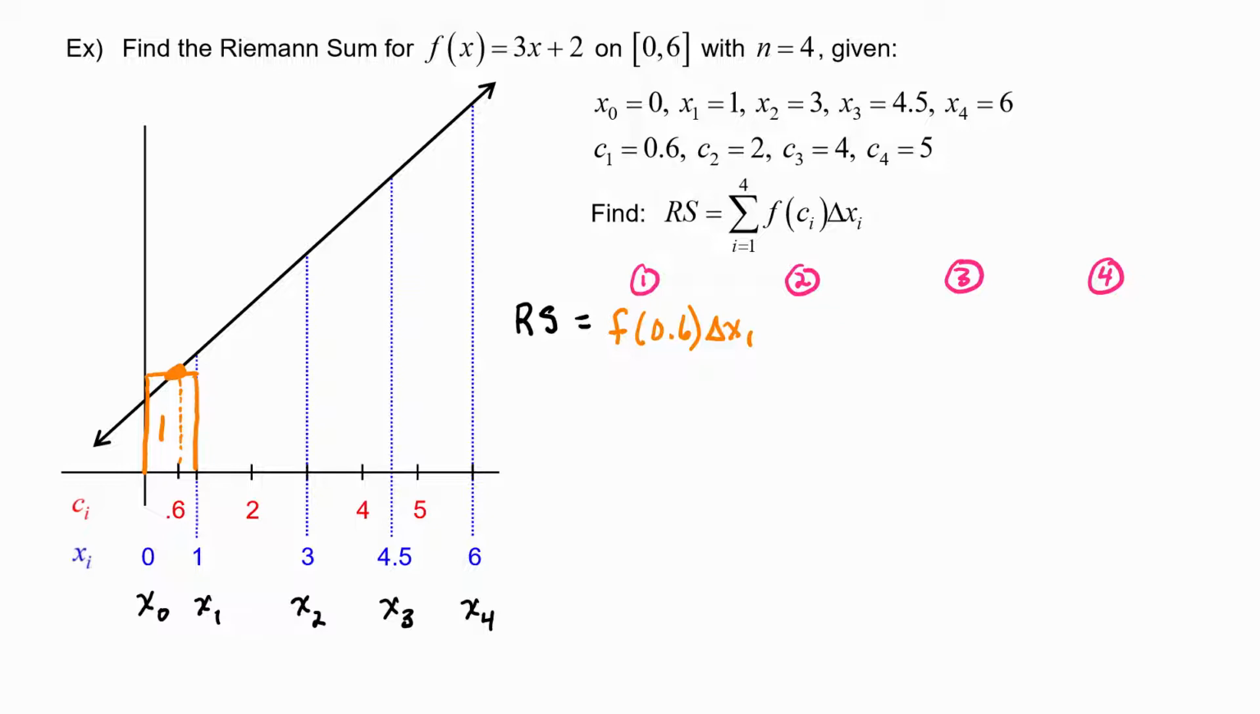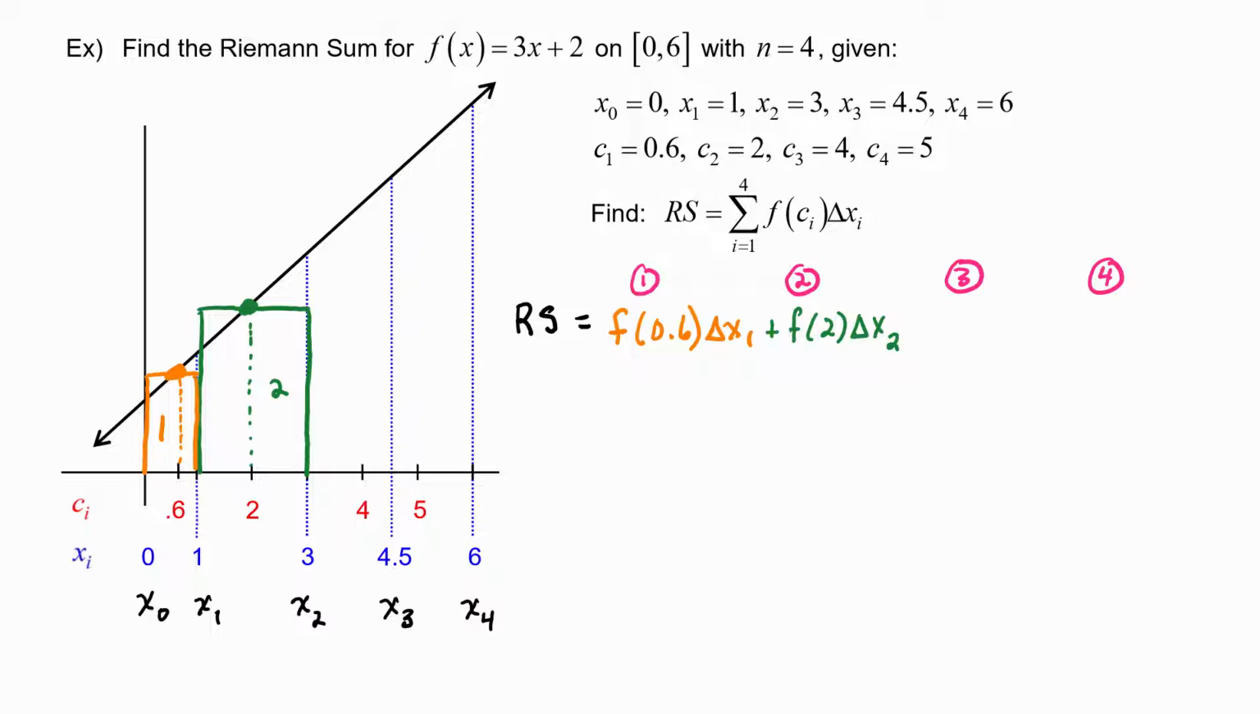Then we have to add to that the area of region 2. And in region 2, we are being told to use an x value of 2. Then the height of our rectangle in region 2 is going to be f of 2. So this is the rectangle we are using for that region. So we will do f of 2 times the width, delta x, of region 2. So delta x2.